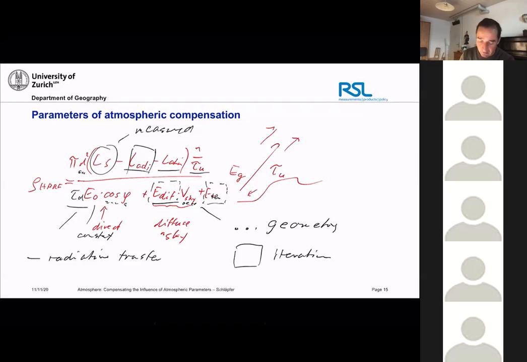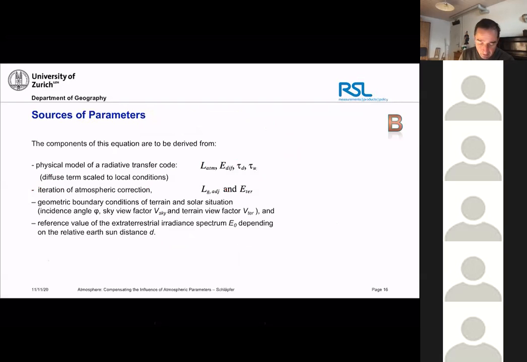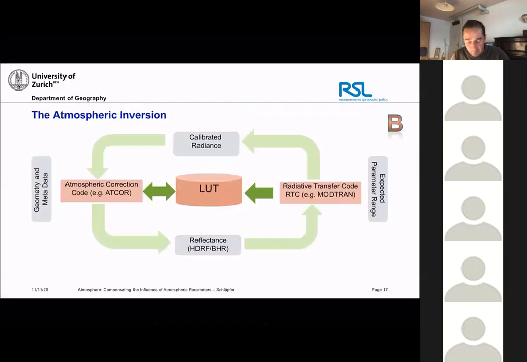So that's kind of a mess on here, but as you see, we have three sources for the correction. We have the physical model, we have the iteration, and we have the boundary condition, the geometry, and the background. And of course, we have the sun, the astronomical parameters. So these are the sources of the parameters, and then we're well done. Now we can find everything for every pixel.